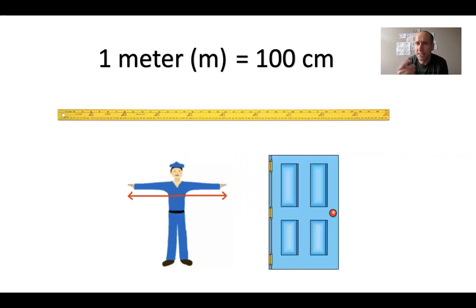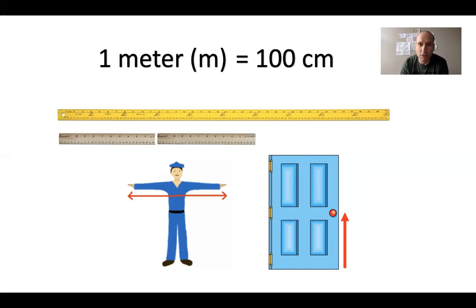Another example of a meter: look at a door in your house. From the floor to the doorknob is about 1 meter long, boys and girls. Now, a meter, 100 centimeters, would be about the size of 3 rulers. All right, a little more than 3 rulers would make up a meter stick.